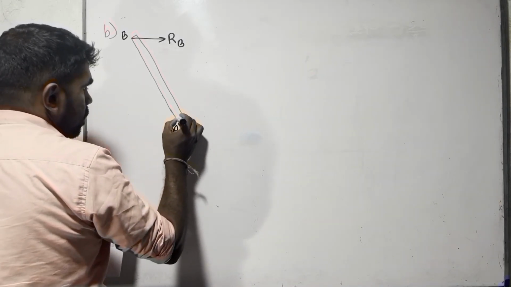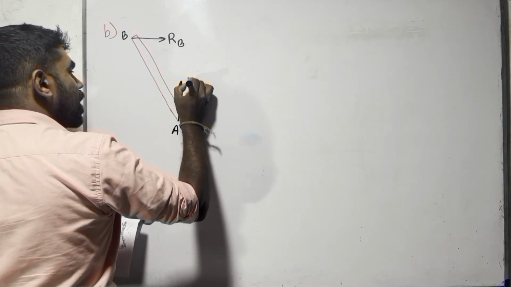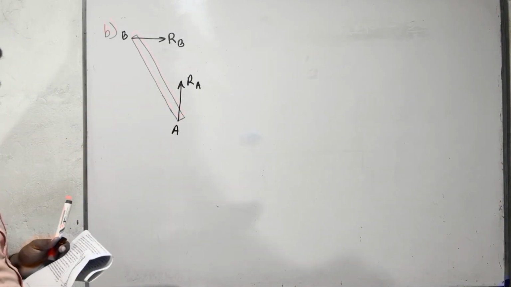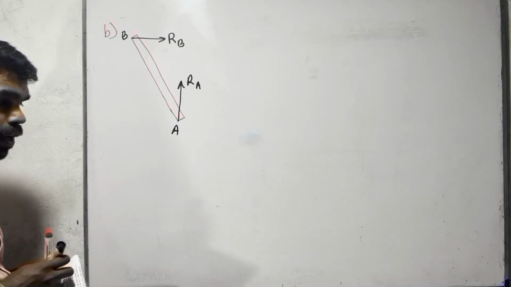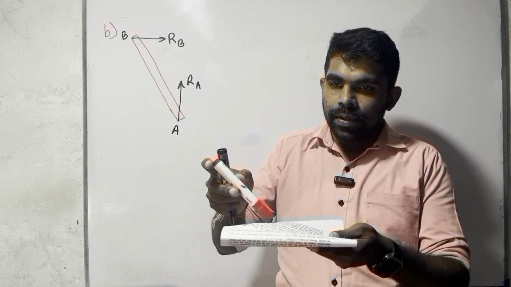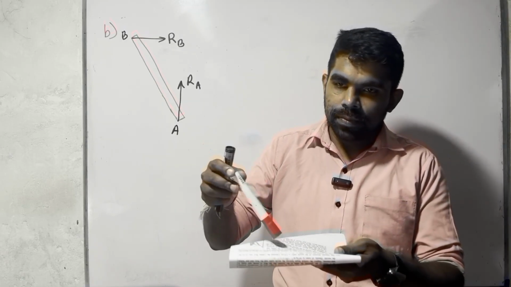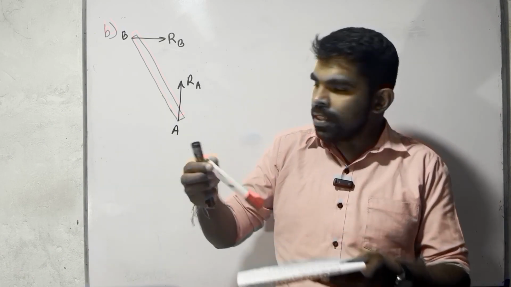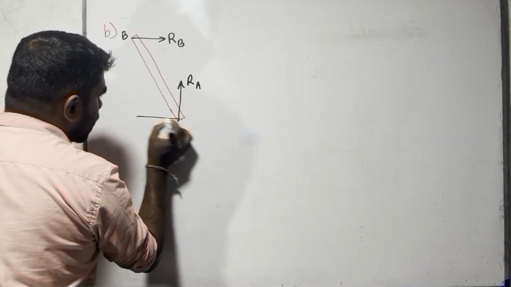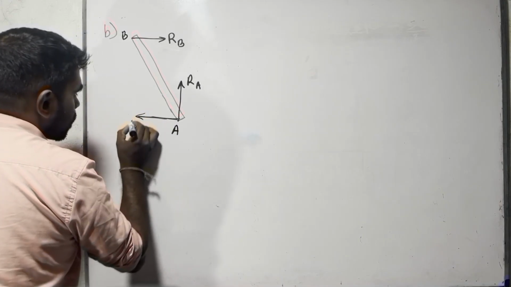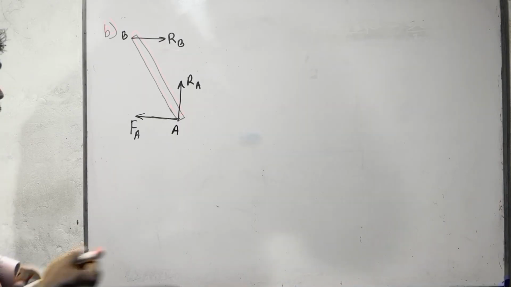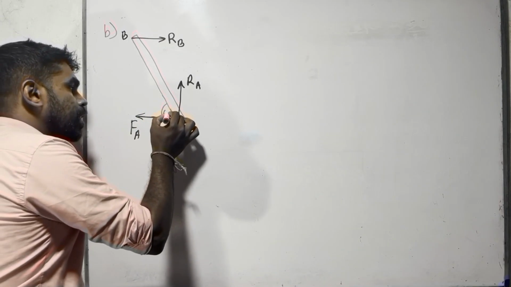This point is A. There is a reaction at A. It is perpendicular to the surface. But A is not smooth. It means there is a frictional force. We know that the ladder is trying to slide in this direction. It means we have to mark frictional force opposite to the sliding direction and along the surface. We know that this angle is 60 degrees.